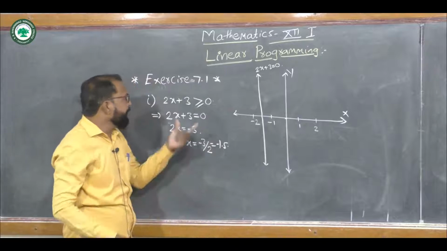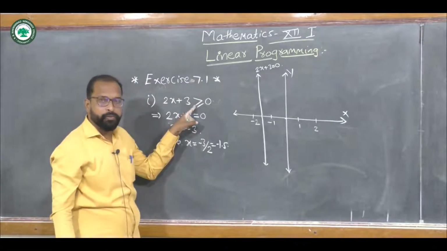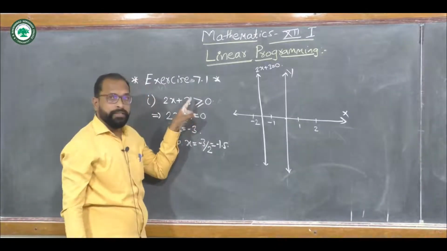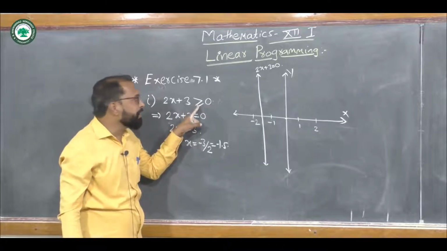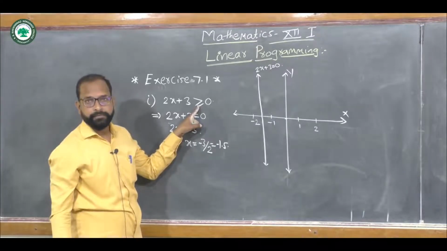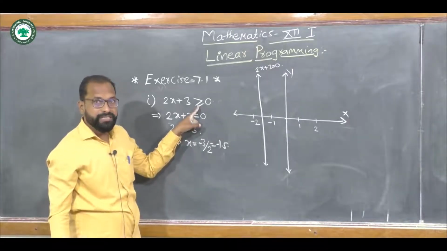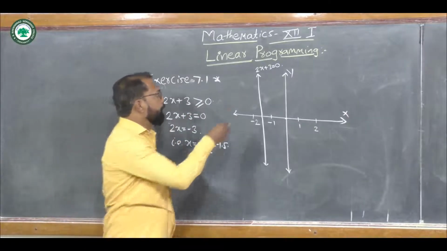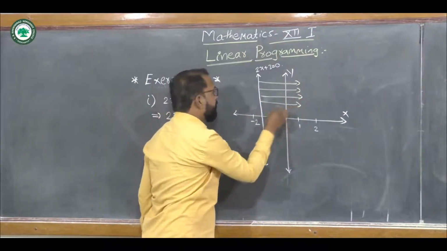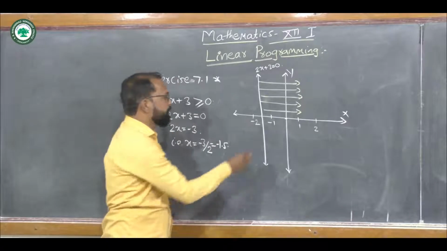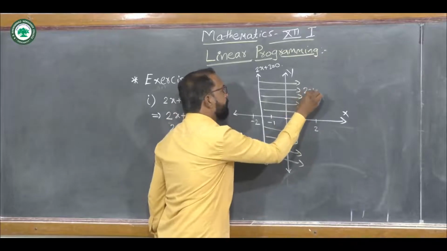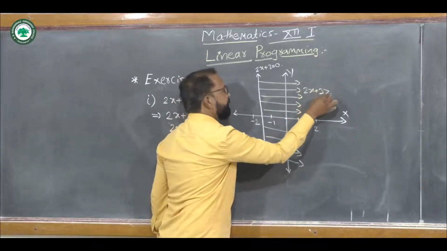Now here the inequality is of the type greater than or equal to, and we already said that whenever there is an inequality of the type greater than or equal to, we consider a region right side to that line. So the region for the inequality 2x plus 3 is greater than or equal to 0 is this portion. This is the region for 2x plus 3 greater than or equal to 0.